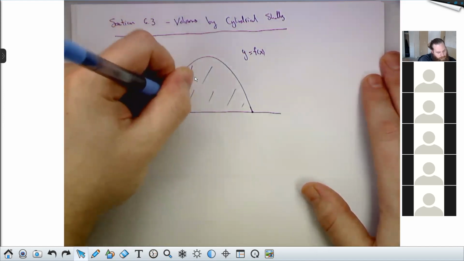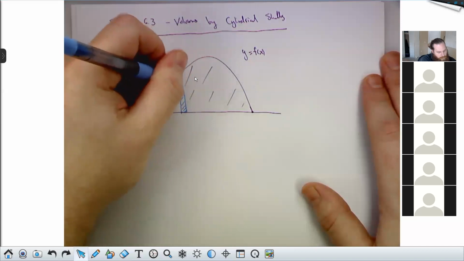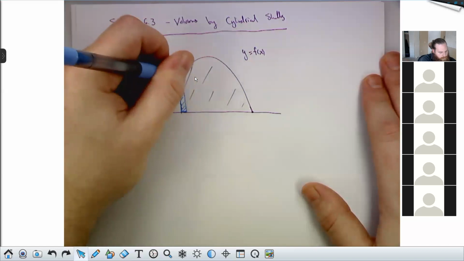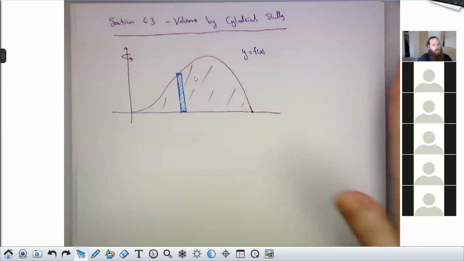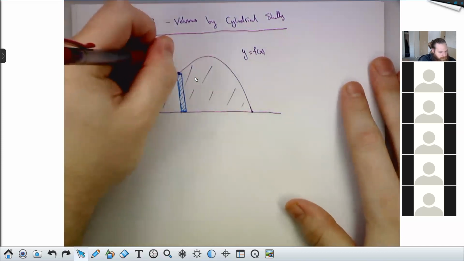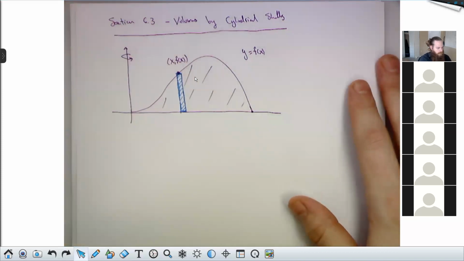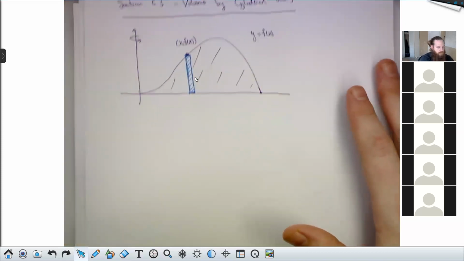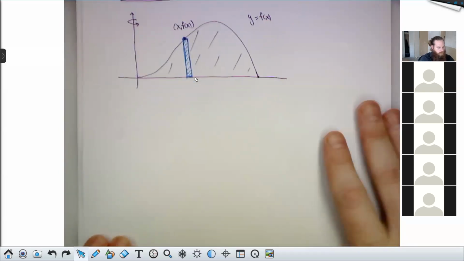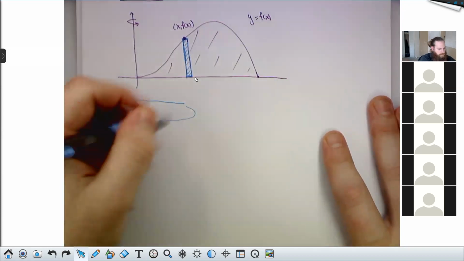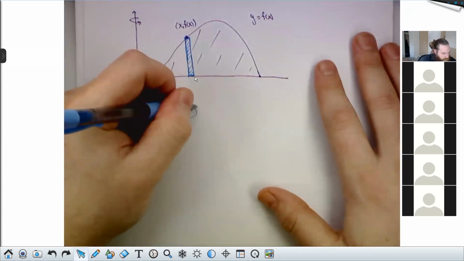I can still think of my solid as being made up of a bunch of little solids, each one coming from rotating a little strip like this. But now I draw the little strip parallel to my axis of rotation. The point up here is x, f of x. And if I were to rotate just this little strip, the resulting solid will look like this. I'm especially bad at drawing these. These are a little hard.